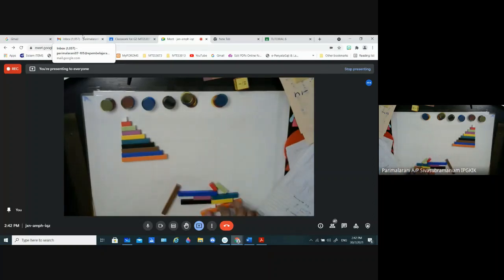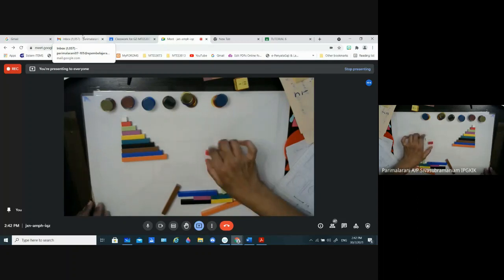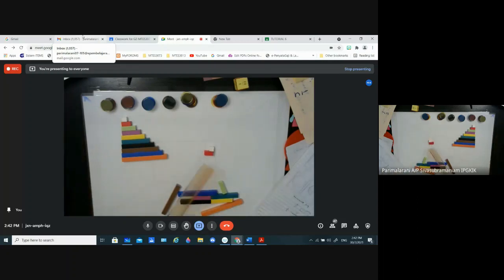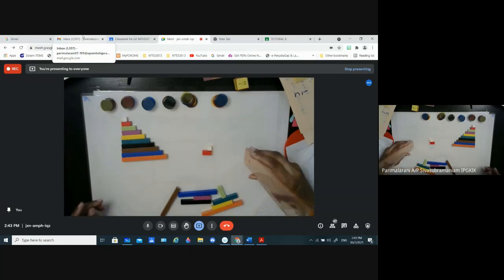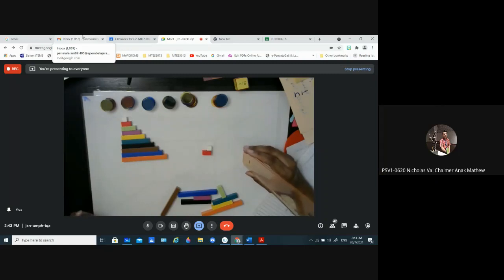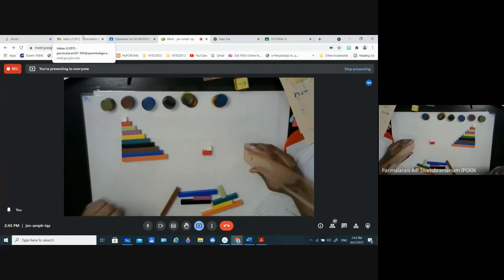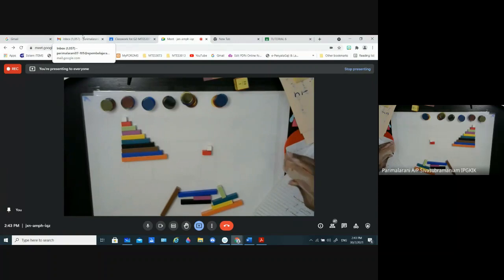I put this here so it's easy for you to know how much it is. So we want to use that to represent fractions. What fraction do you see here? This white and the red here. What fraction is this? How much is the white? The white represents 1, the red represents 2. So it is 1/2.